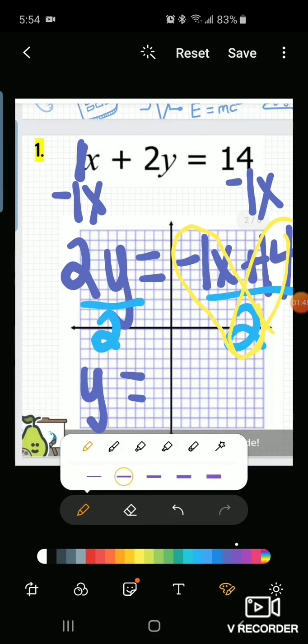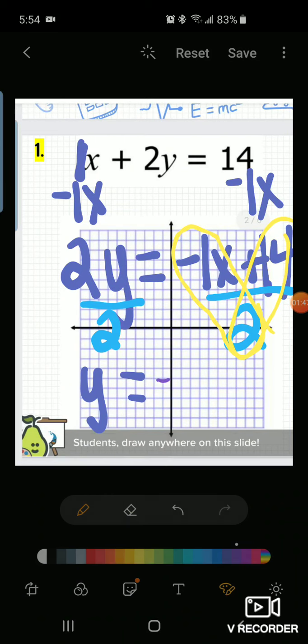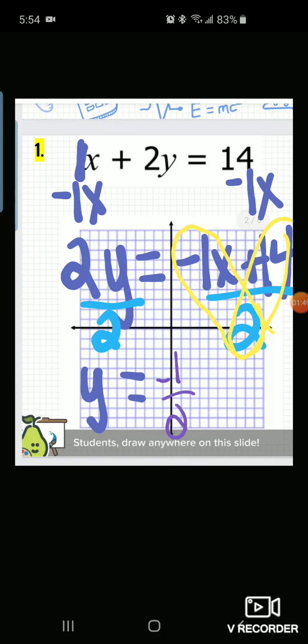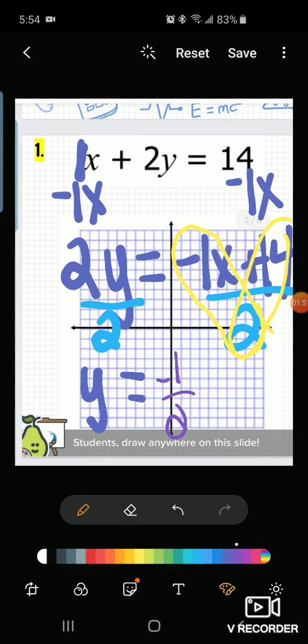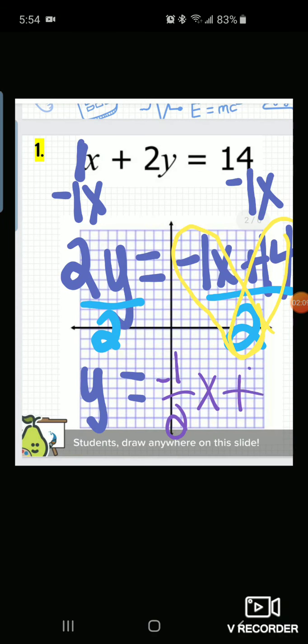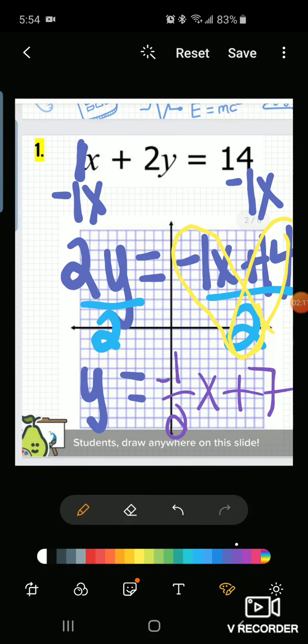And when we do that, we get negative 1 over 2. I don't want to simplify it since we're going to have to graph that in the future. If you can simplify a fraction, such as if it's 2 over 4, you can simplify it, but we do not want a decimal. And then we have an x attached to it, and then we have positive 14 divided by 2, which gives us plus 7. Okay?